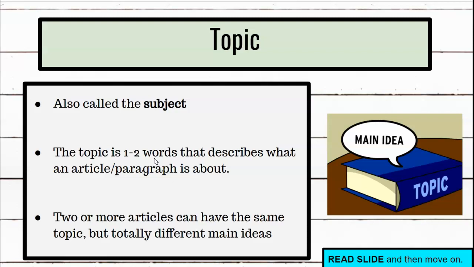2 or more articles can have the same topic, but different main ideas. One example is if you read 2 articles about distance learning, but one article was positive about it and said all the things that students can gain from it, while the other article talked about the negatives. They had the same topic, but their main ideas would be different because they were giving us different points of view on that topic.